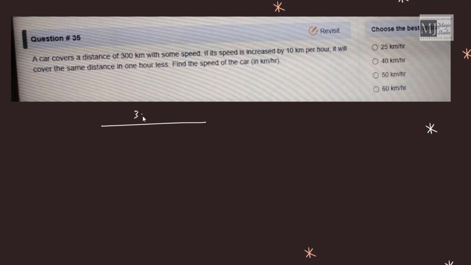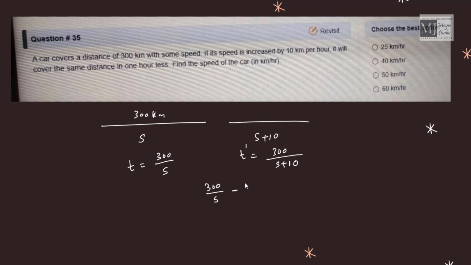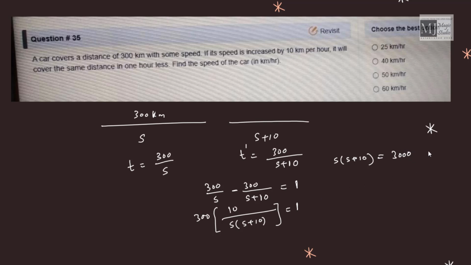A car covers a distance of 300 kilometers with some speed. Okay, so time taken would be 300 by S. If its speed is increased by 10, it will cover the same distance in 1 hour less. So here the time taken would be 300 by S plus 10, and this is 1 hour less than the previous time. So 300 by S minus 300 upon S plus 10 is equals to 1, isn't it? Let me take common 300. S plus 10 minus S is 10 upon S into S plus 10 is equals to 1. So S into S plus 10 is equals to 3000. So 3000 is like 50 into 60. Yes, this is 50 into 60. S should be equals to 50. Find the speed of the car in kilometer per hour. It's 50 kilometer per hour.